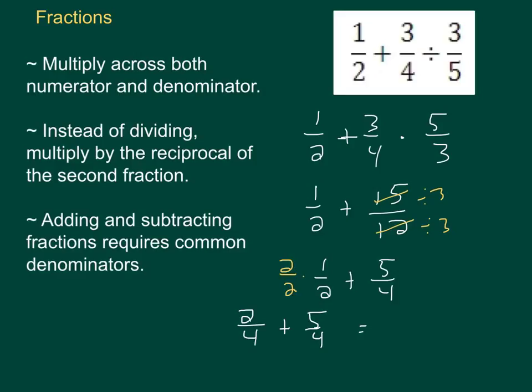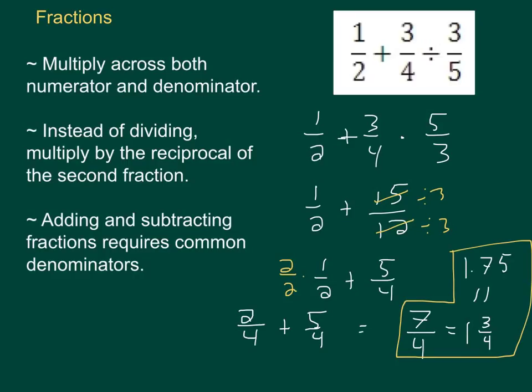Finally, now that I have a common denominator, I add the numerators. 2 plus 5 is 7, and I keep my denominator, which is 4. If I wanted to convert that into a mixed number, which I could, I just do 7 divided by 4 is 1, with the remainder 3. I keep the 4 as my denominator. I can make it into a decimal by doing division. 3 divided by 4 is 0.75, so this would be 1.75. And any of the 3 of these would actually be an acceptable answer. All right, hope that clears some things up.